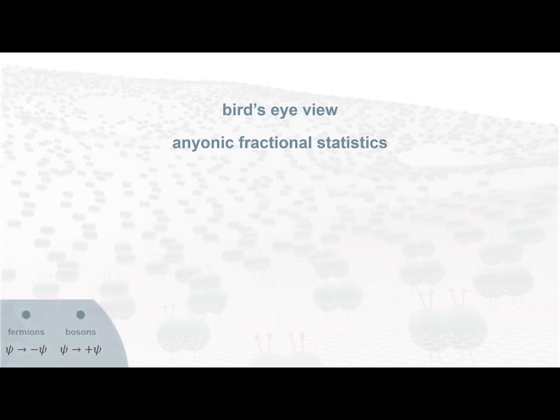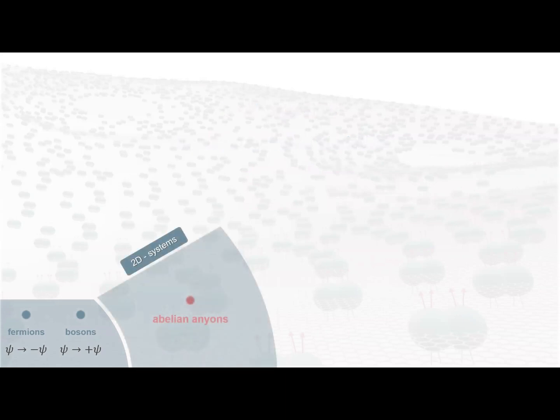Now let's take a step back and have a bird's eye view on anionic fractional statistics. The fundamental excitations are fermions and bosons, and maybe the simplest anionic excitation is the abelian anion. The abelian anion obeys abelian statistics, where the many-body wave function gets a phase, e to the i theta. You can think of this new particle as a spectrum of new particles between fermions and bosons. So this phase can get any value between pi and 2 pi.